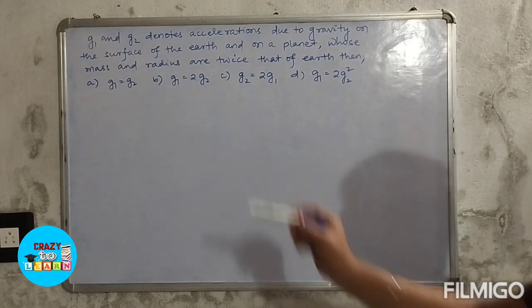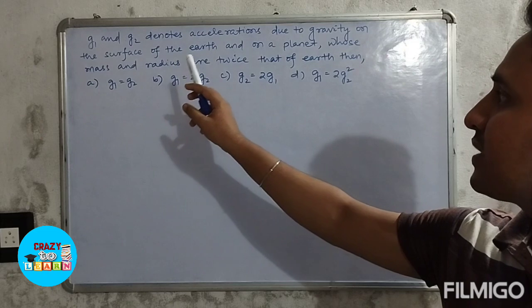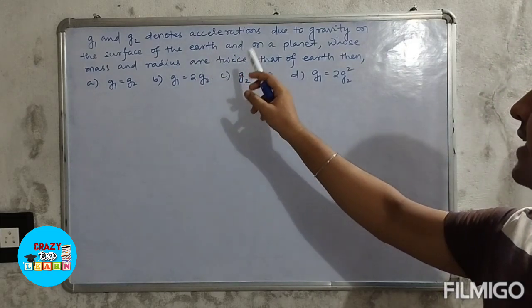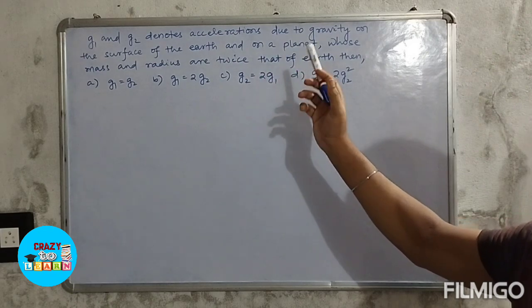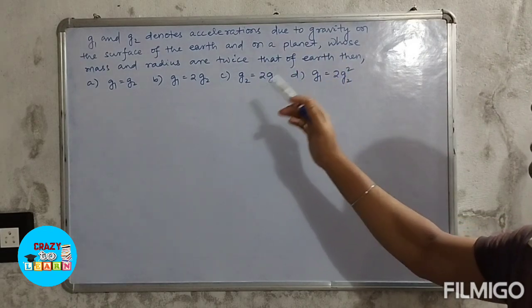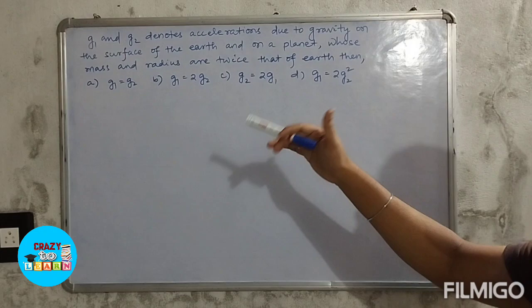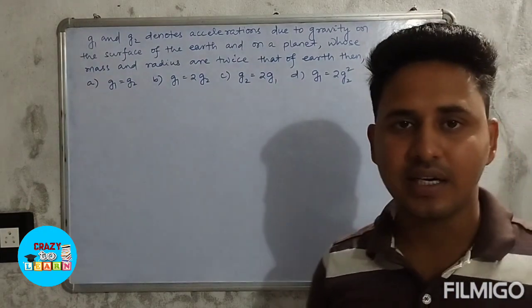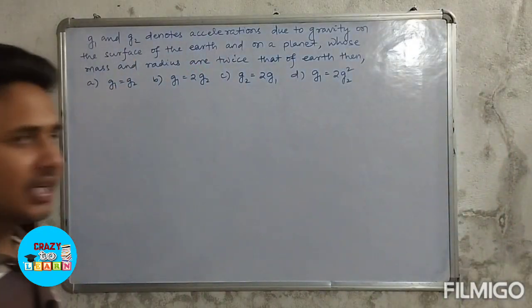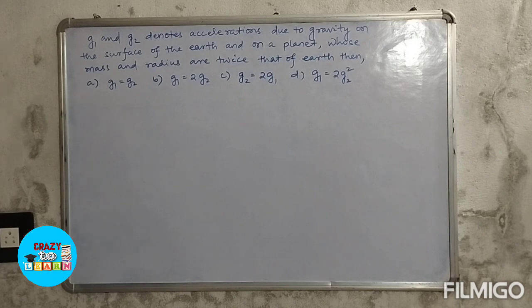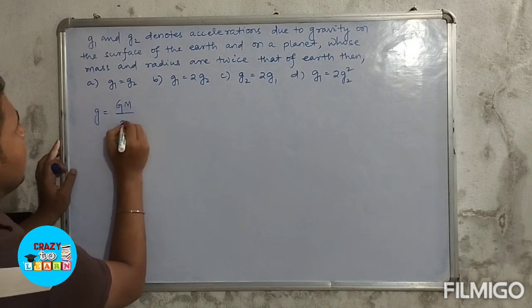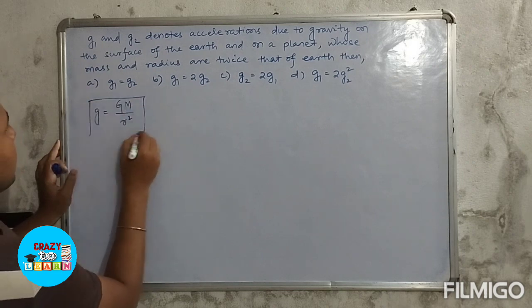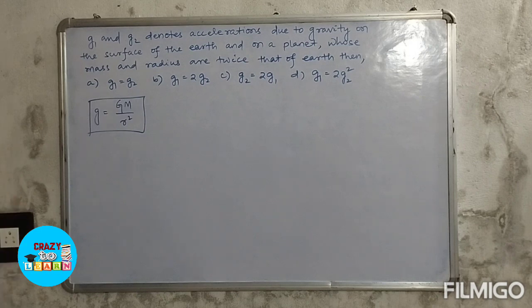Our next question is, small g1 and small g2 denote acceleration due to gravity on the surface of the Earth and on a planet whose mass and radius are twice that of the Earth. Then what is the relation between small g1 and small g2? So recently in the previous question we discussed the formula for the small g. The formula for the small g is capital GM by r square. This is the formula for the acceleration due to gravity.